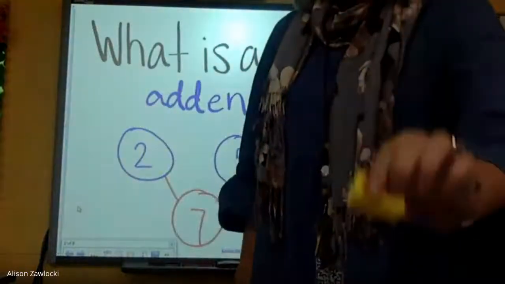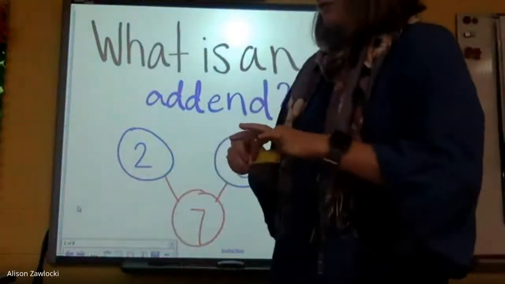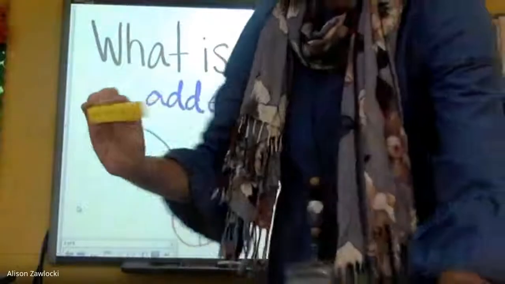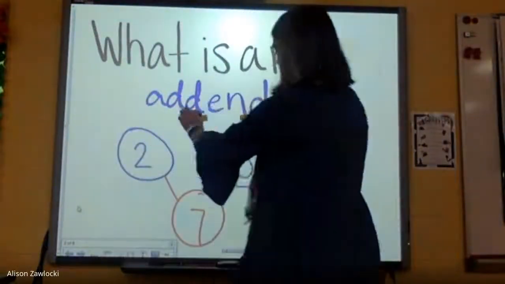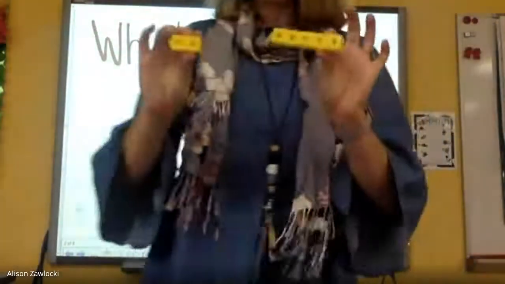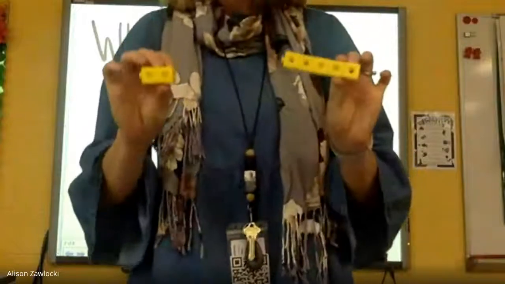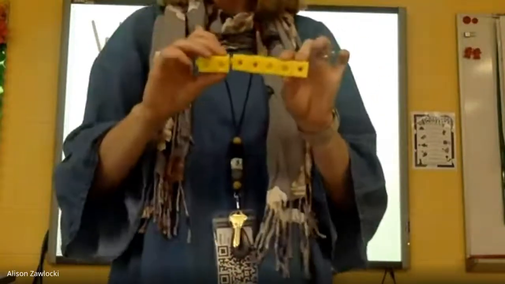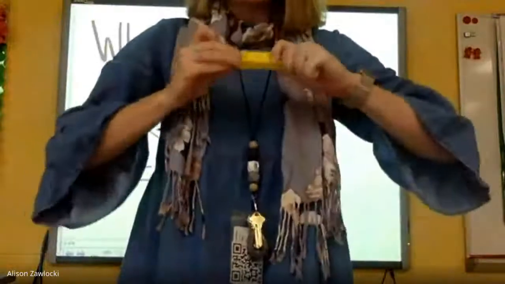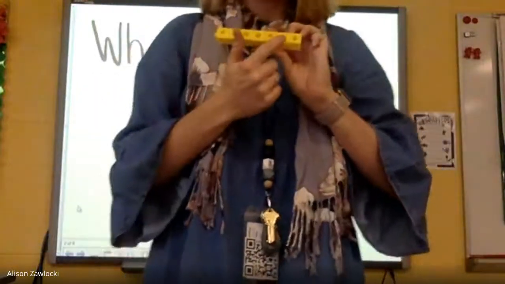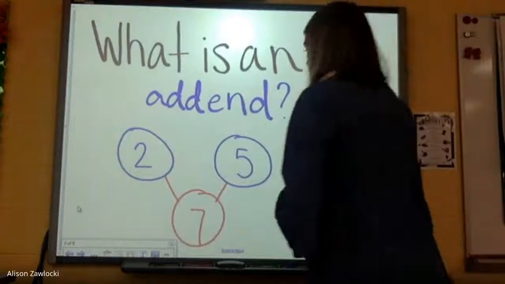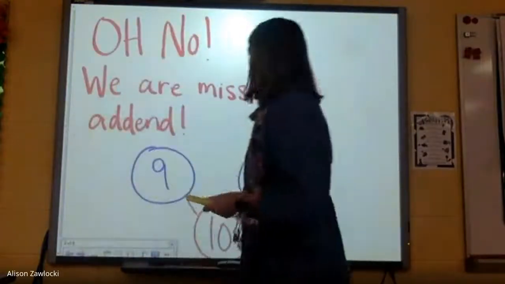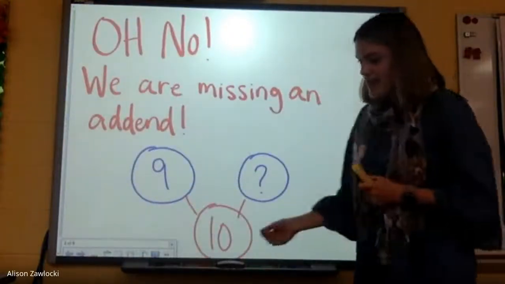2 is one of our parts, and 1, 2, 3, 4, 5 is our other part. So this is one part, and this is one part. Each of these is an addend. It is a number that gets added to the other number to make the whole, and the whole is 1, 2, 3, 4, 5, 6, 7, the whole or total. So, oh no, we are missing an addend. And Descartes is going to help us with this.